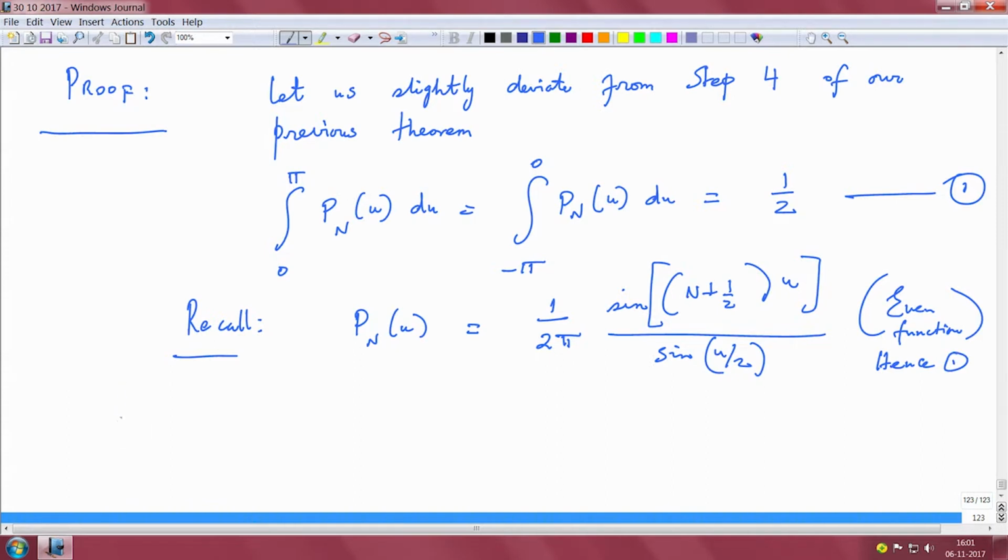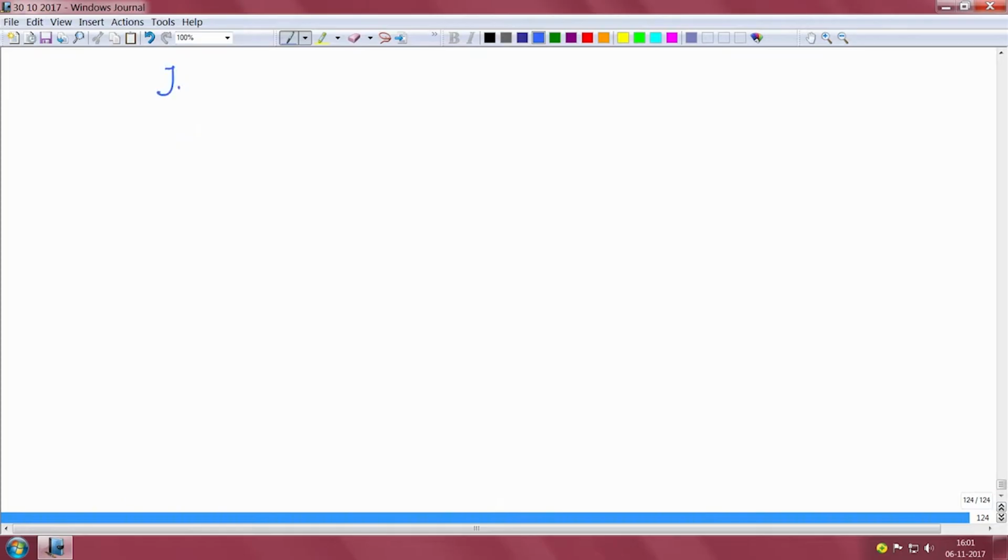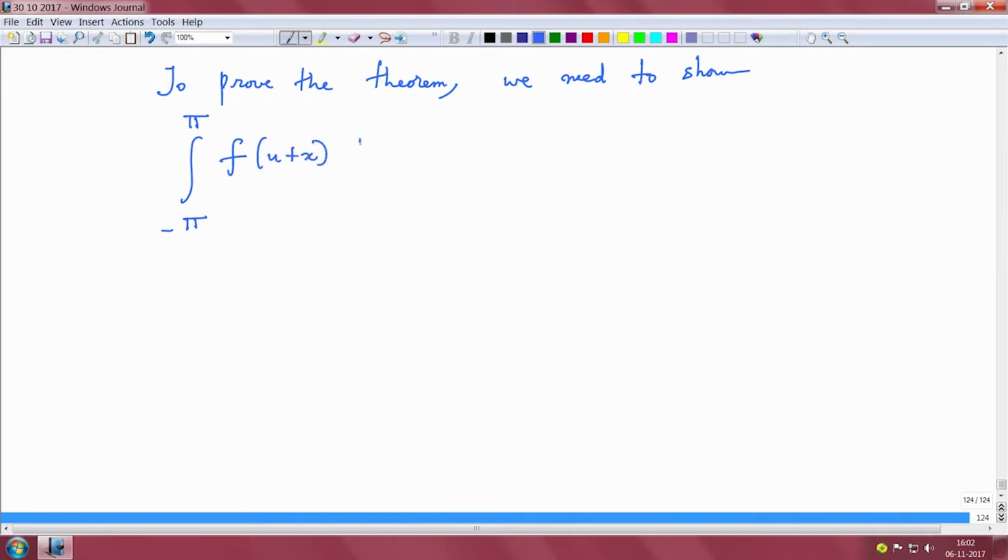Now, what do we need? To prove the theorem, we need to show that the integral from minus pi to plus pi of f of u plus x times P_n of u du heads, as n goes to infinity, to f of x plus 0 plus f of x minus 0, upon 2.